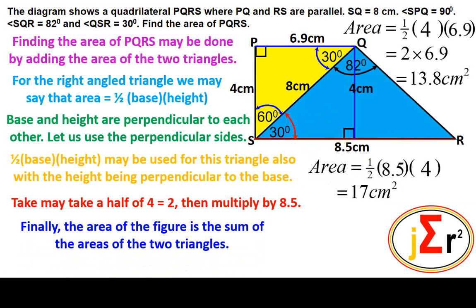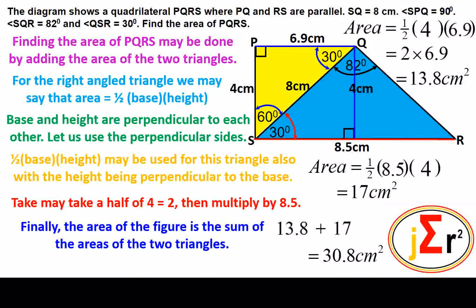Finally, the area of the figure is the sum of the areas of the two triangles, and we have found the areas of both triangles. We just need to add them together. We are copying the value of the area from the area of the first triangle. No doubt we'll also copy the area of the second triangle from right there, so that those values are exact. The sum turns out to be 30.8 centimeters squared, or square centimeters.